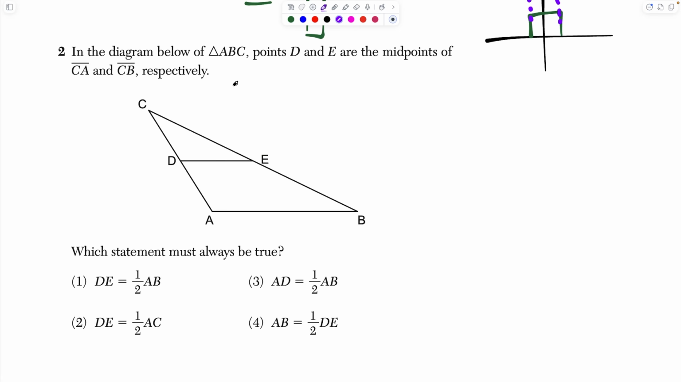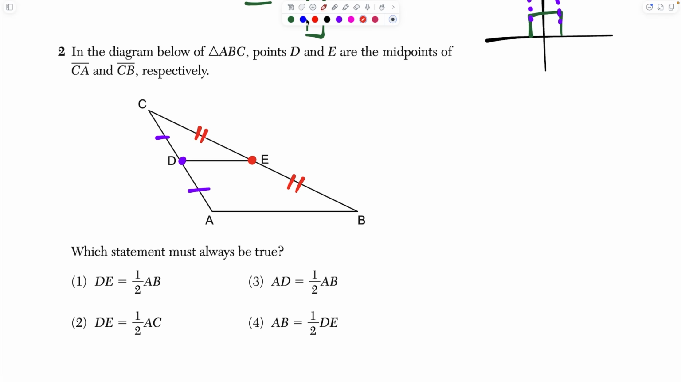Question 2, in the diagram below of triangle ABC, points D and E are the midpoints of CA and CB respectively. Which statement must always be true? Okay, we're looking for the one that must always be true, not sometimes true. If we transfer this information over to the diagram, point D is the midpoint of CA, so this segment and this segment are equal in length. And E is the midpoint of CB, so this segment is congruent to this segment over here. CE is congruent to BE. And we want to know which statement must always be true.